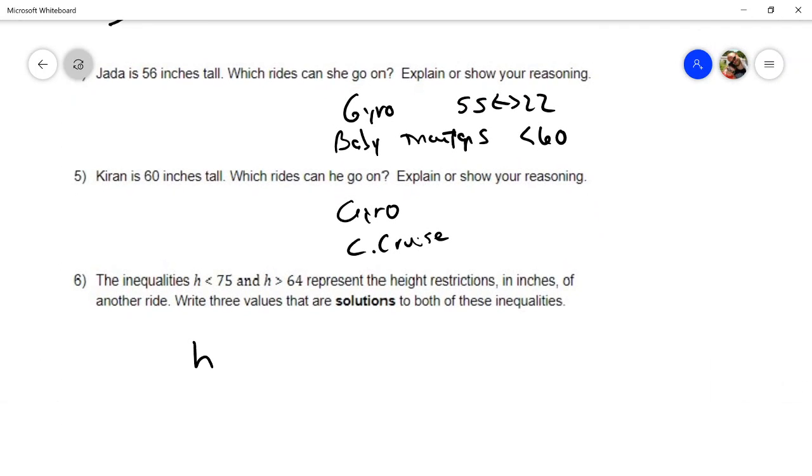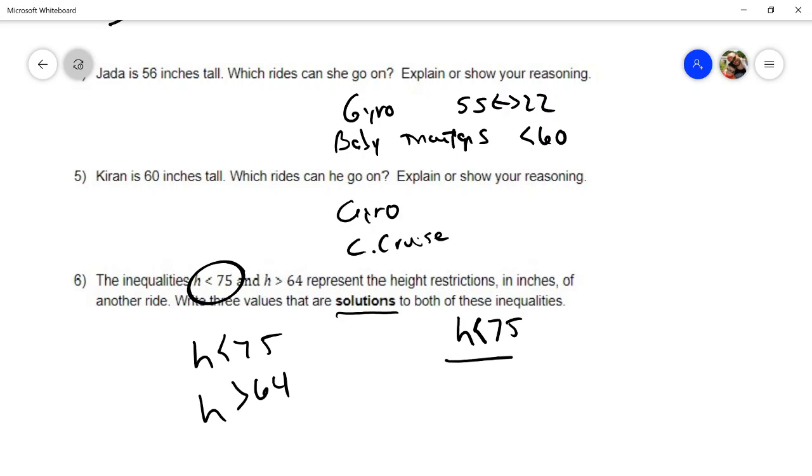The inequalities height is less than 75 and height is more than 64 represent the height restrictions in inches of another ride. Write 3 values that are solutions to both of these inequalities. Okay, so it has to be less than 75 but greater than 64. Let's make sure it works. Well, 65, does that fit? Is that greater than 64? Yes. Is that less than 75? Yes.